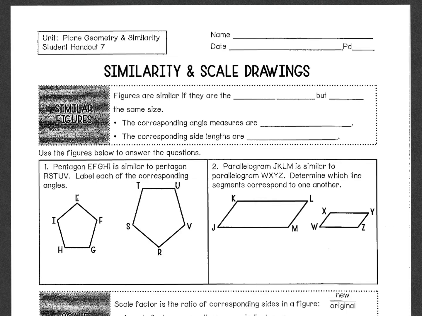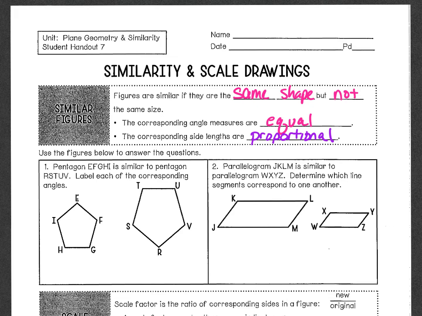So, similar figures. Figures are similar if they are the same shape but not the same size. So these figures down here, they look the same, but one is stretched out or shrunk. The corresponding angle measures are equal, and the corresponding side lengths are proportional. So we're going to use our solving proportions to help us with these.